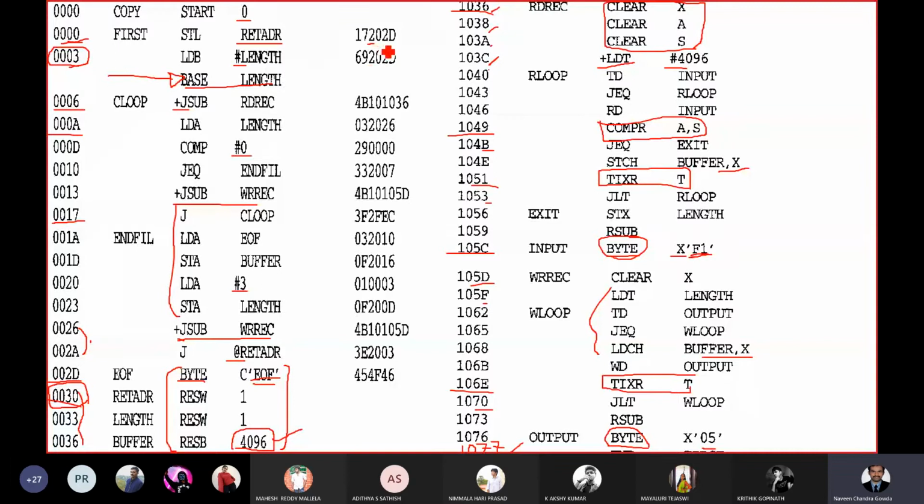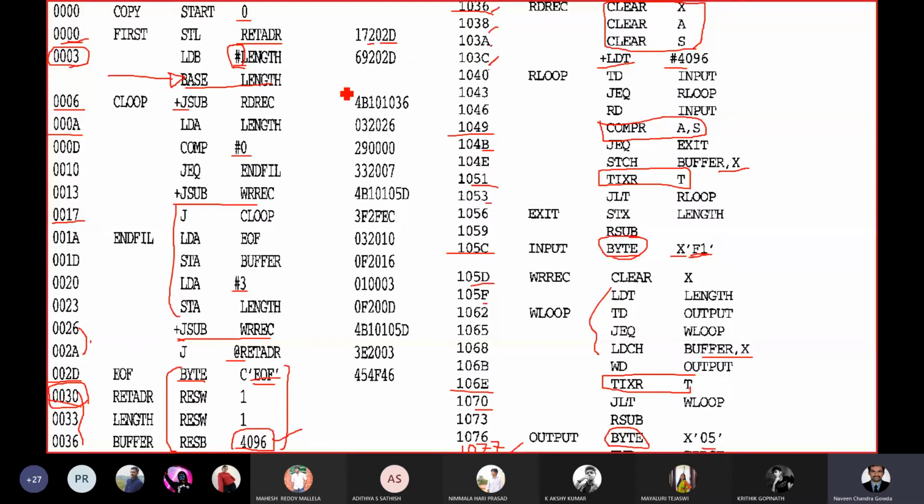Next you have LDB #LENGTH. Again, it is the immediate addressing mode, for which you set N as 0 and I as 1. I repeat, N is equal to 0, I is equal to 1 for the immediate addressing mode. As usual, we know that the opcode of your LDB is 68. So we'll be writing 6 and 8 will be written as only 10.